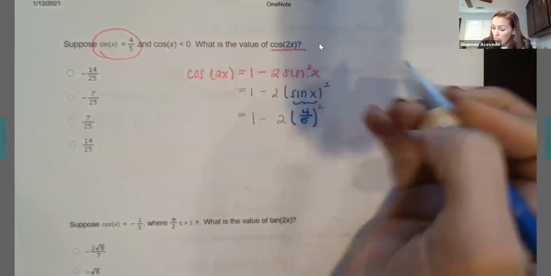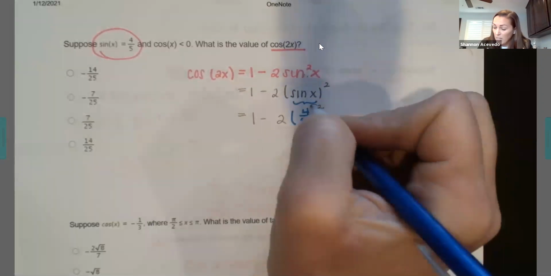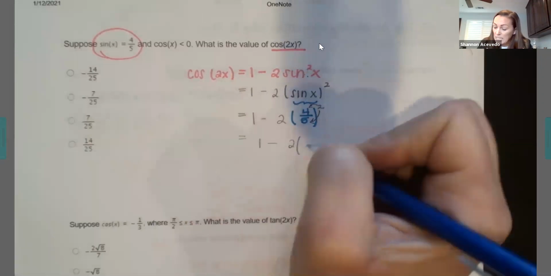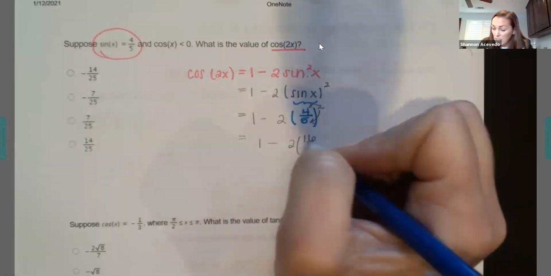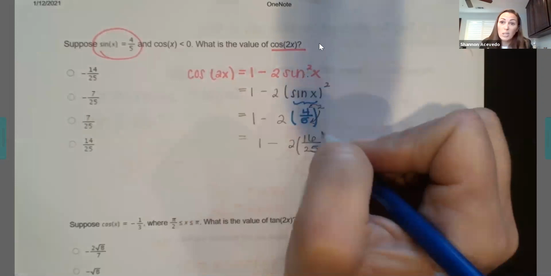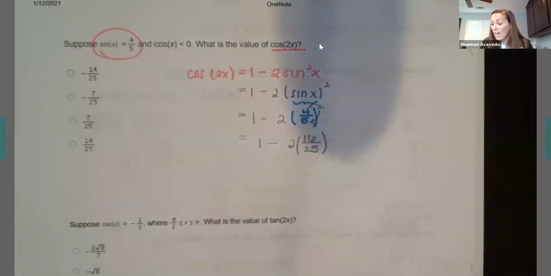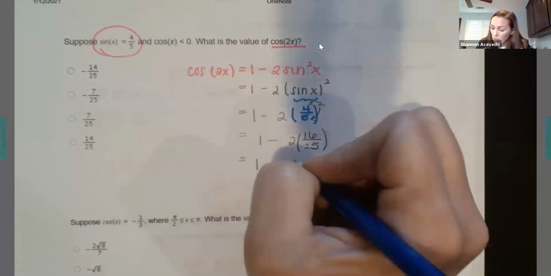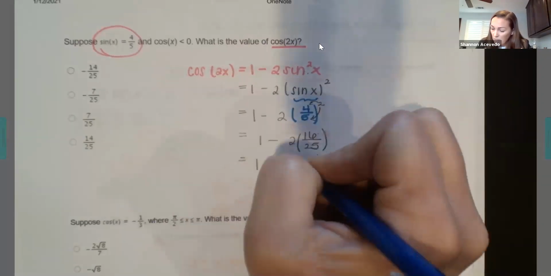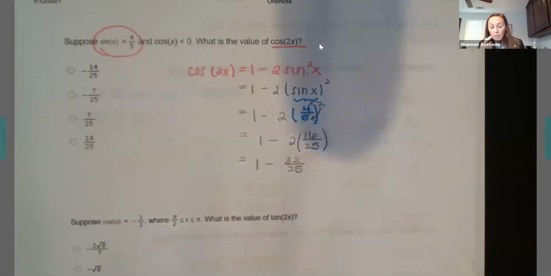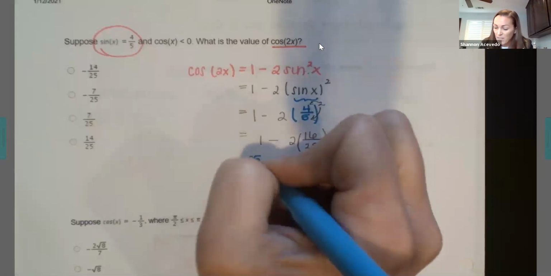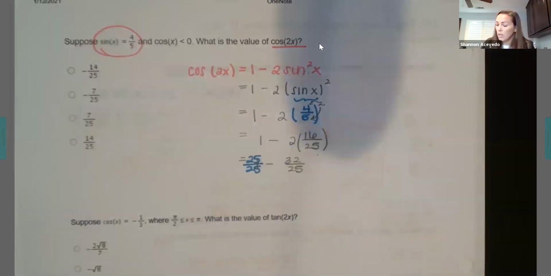So when I square this, I need to square the numerator and the denominator. So this is 1 minus 2 times 16 25ths. 2 doesn't go into 25, so I can't simplify that. So I have 1 minus 2 times 16 is 32 25ths. I want to simplify that, so I need a common denominator. So this 1, I could just write as 25 over 25, right? That's just the value of 1.